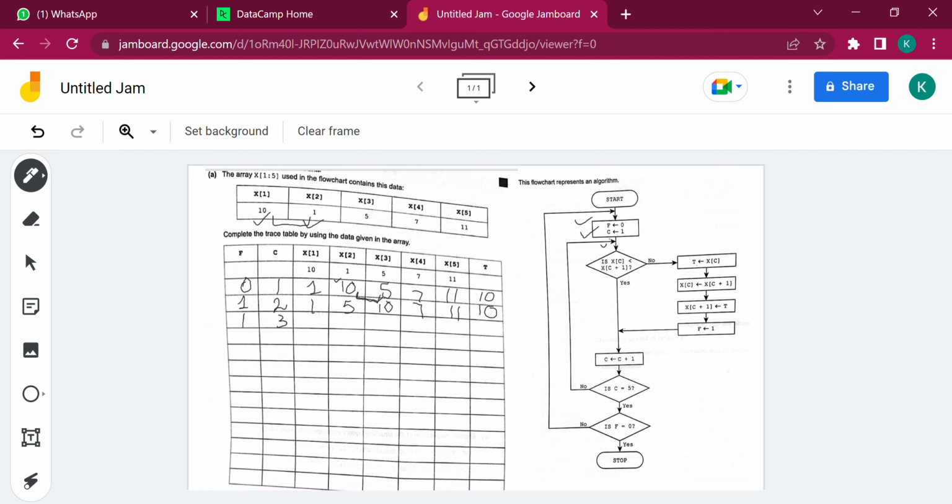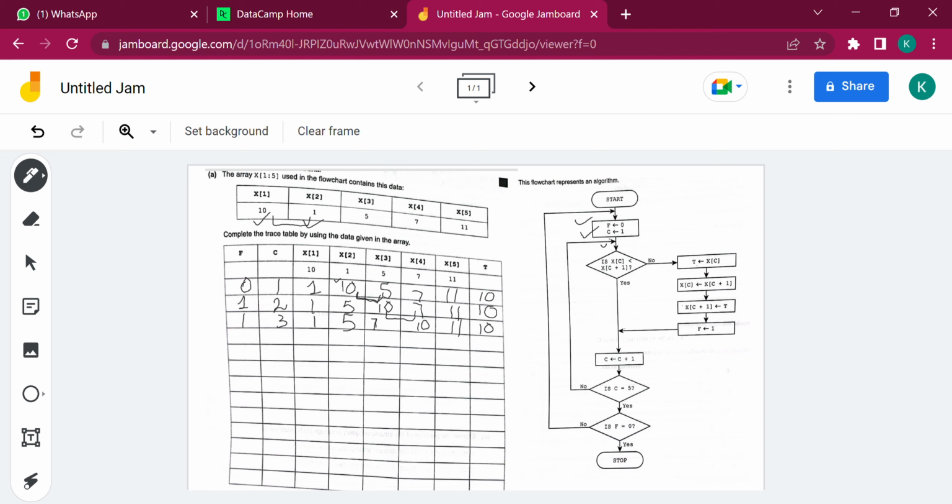Is c equal to 5? No. So again we are here, and now we are comparing these two values. This is your x of c and this is your x of c plus 1. In the first step, we are going to write x of c to this location, x of c plus 1 to this location, and then whatever is in t, we are going to write it into x of c plus 1. So here it is. The rest of the values will remain the same.